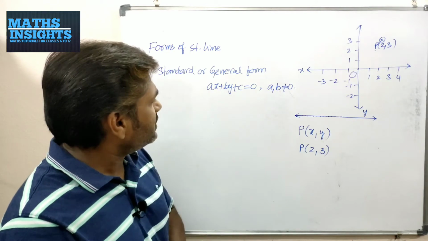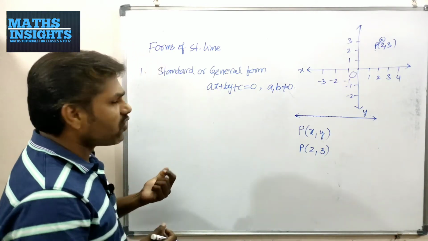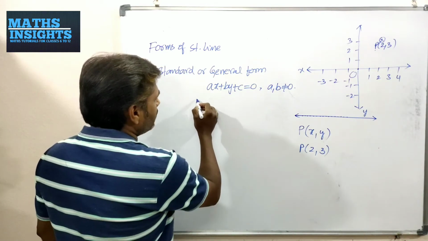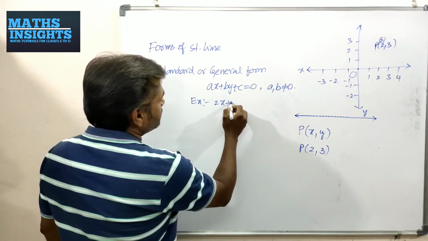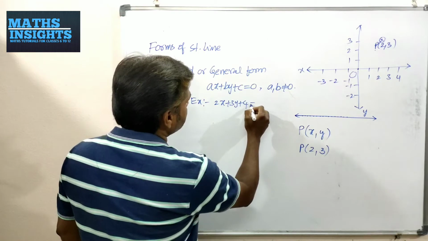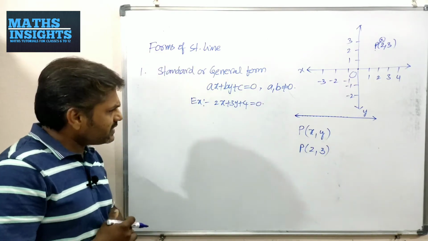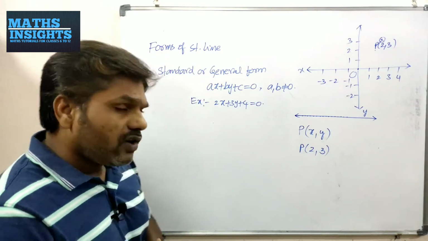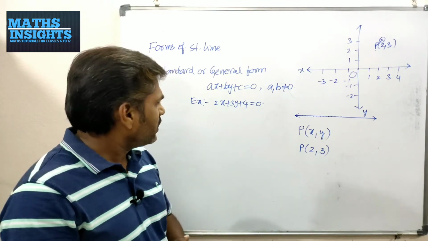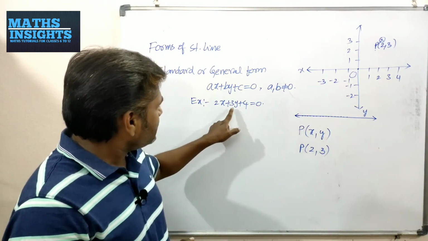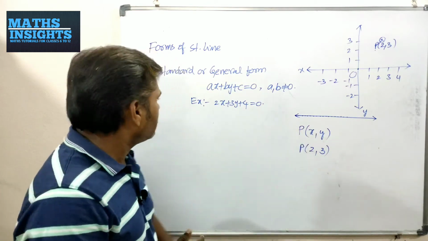ax plus by plus c is equal to 0 is the general or standard form. For example, 2x plus 3y plus 4 is equal to 0. This is the main and standard equation of a straight line. These a, b, c, as I said, are constants.